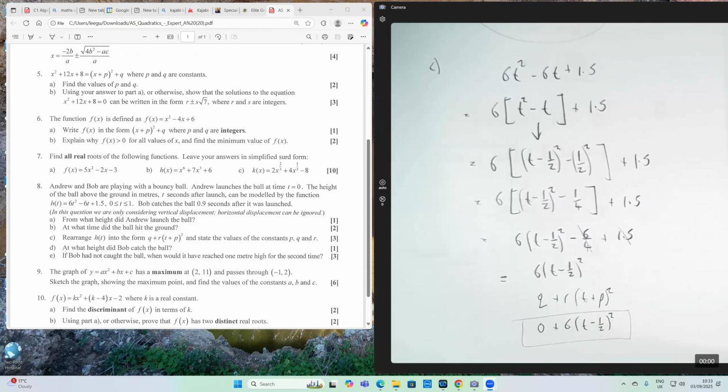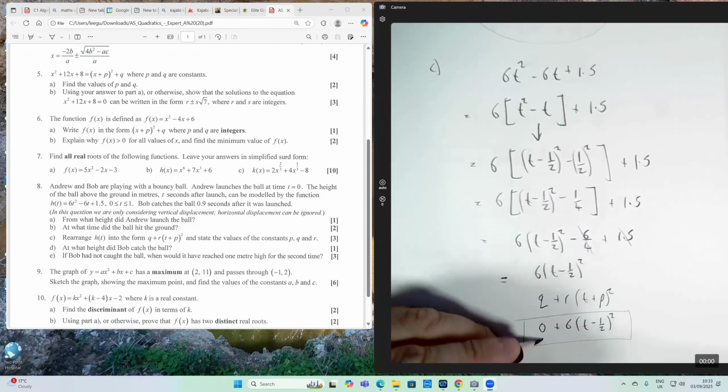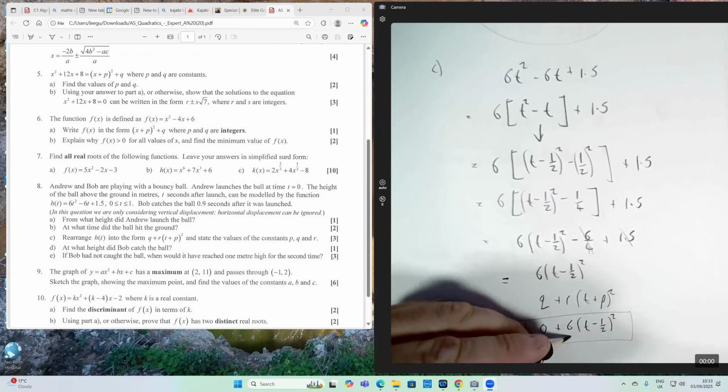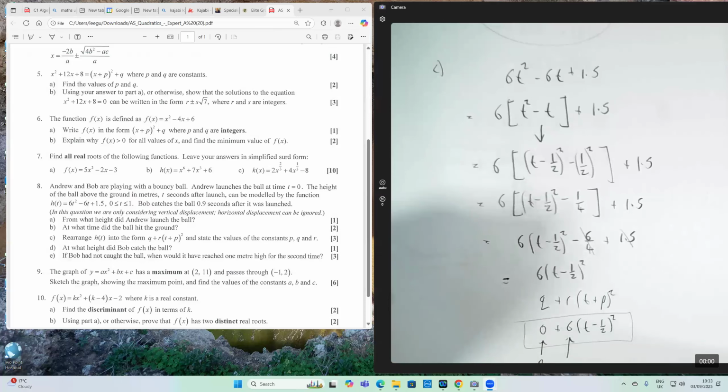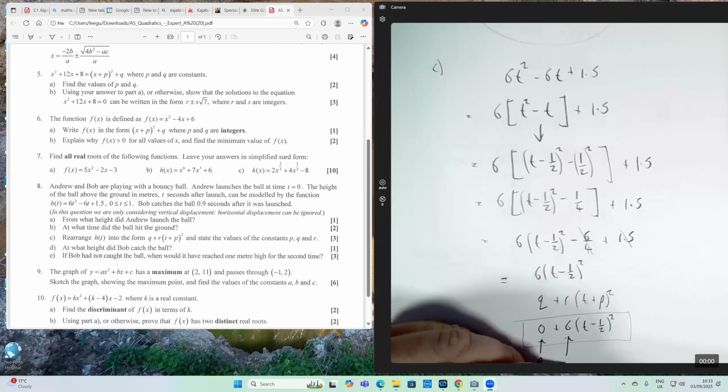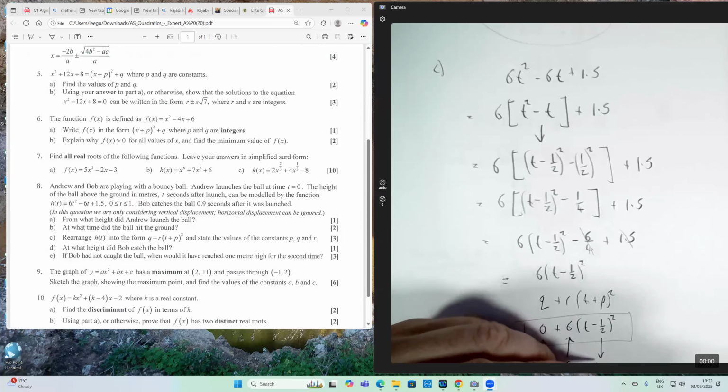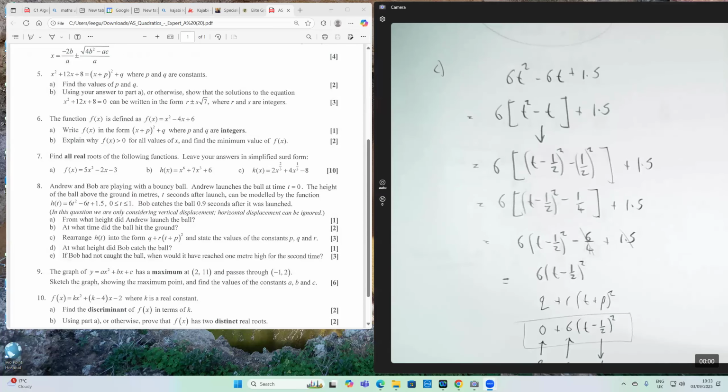State the values of the constants P, Q, and R. Okay, so P is 0. Sorry, Q is 0. R is 6. That's our R. And our P is minus a half. Okay, that's fine. So that's how we do that bit.